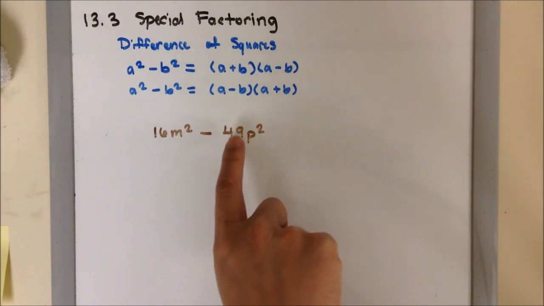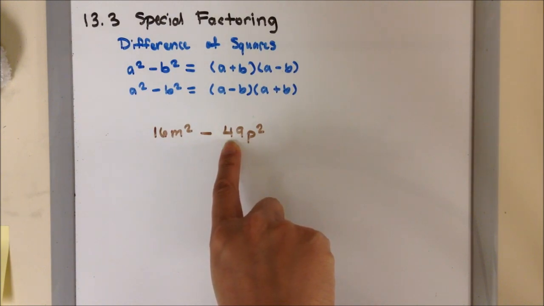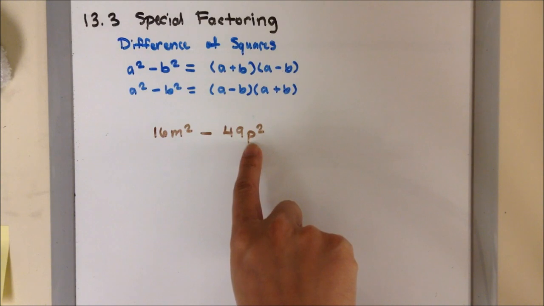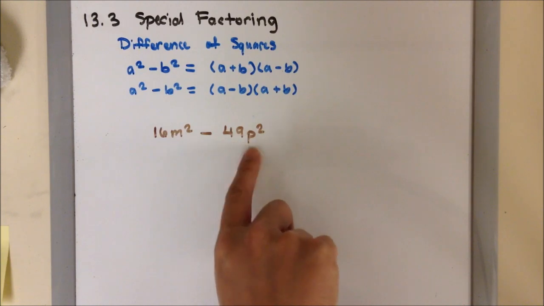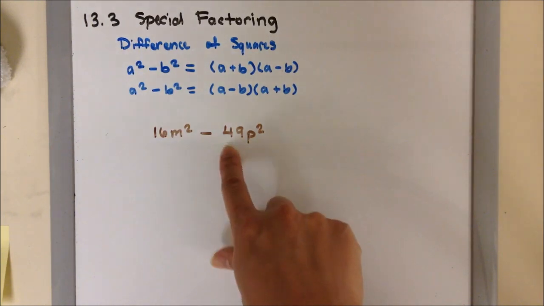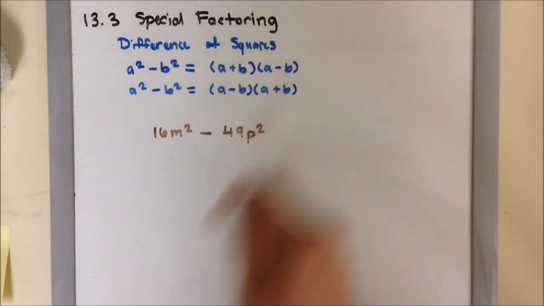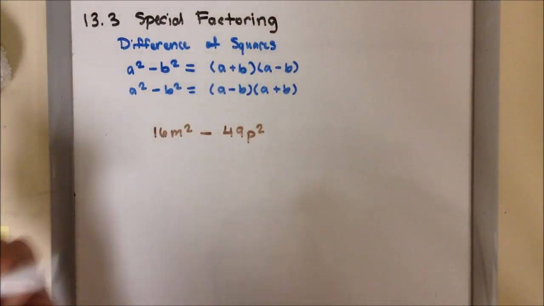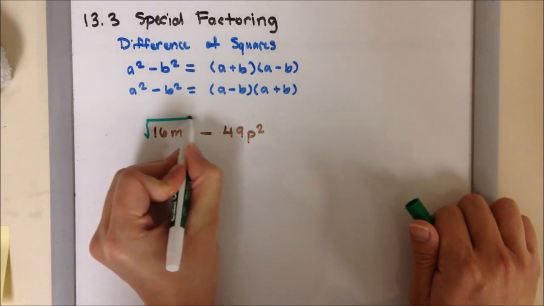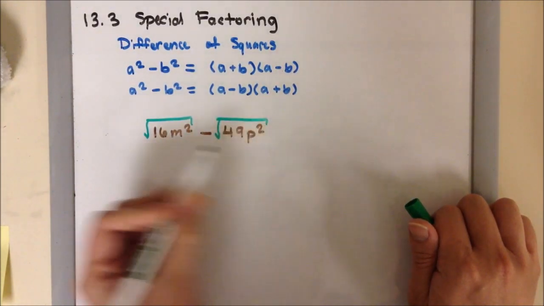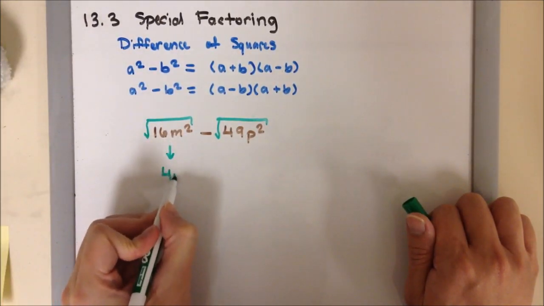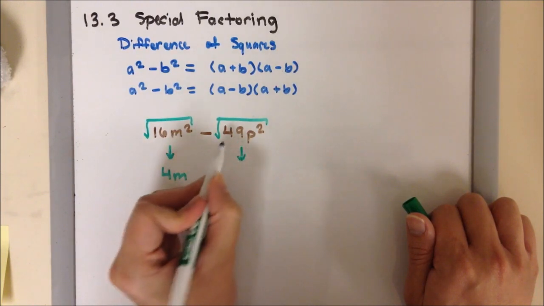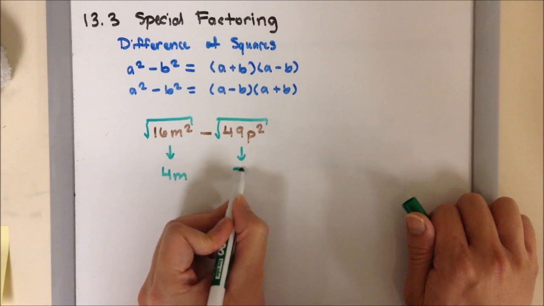Good so far. In the second term, let's take a look at the number first. 49 is a perfect square. Then the variable p squared, another perfect square. So these two parts are perfect squares, so the whole second term is a perfect square. So these two are a difference of squares. So I'm going to start finding the square root of the first term and then the square root of the second term. The square root of 16m squared is 4m. And the square root of the second term, 49p squared, is just 7p.